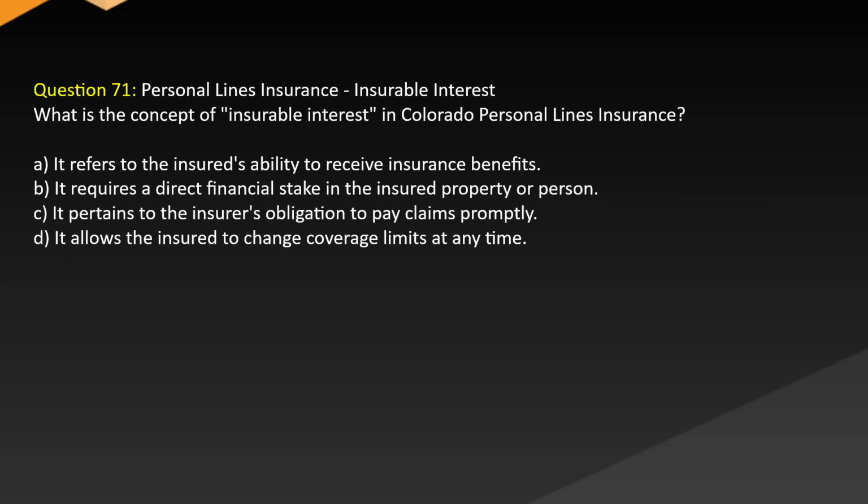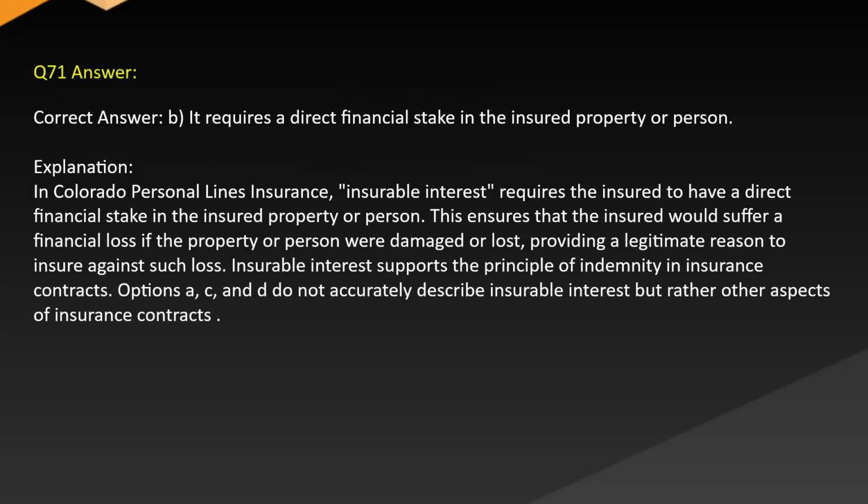Question 71. Personal lines insurance. Insurable interest. What is the concept of insurable interest in Colorado personal lines insurance? A. It refers to the insured's ability to receive insurance benefits. B. It requires a direct financial stake in the insured property or person. C. It pertains to the insurer's obligation to pay claims promptly. D. It allows the insured to change coverage limits at any time. Correct answer: B. It requires a direct financial stake in the insured property or person.